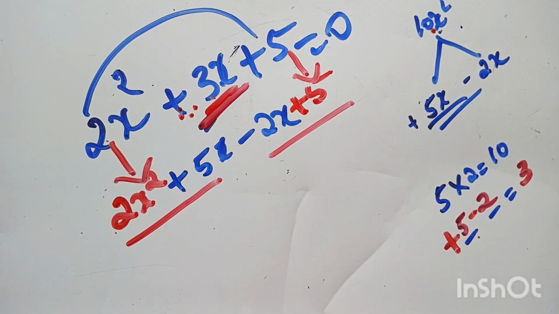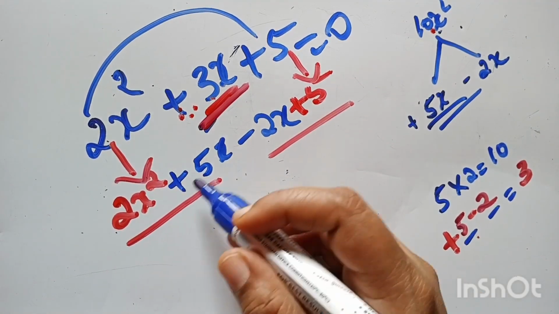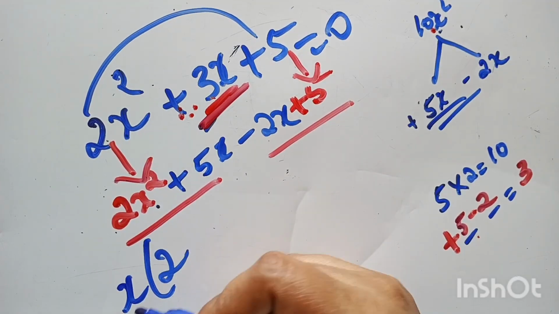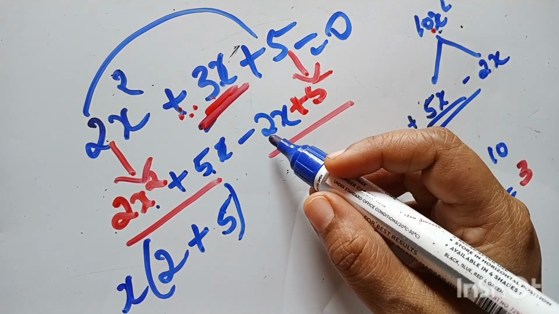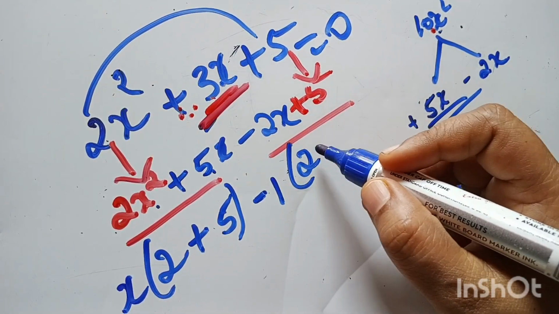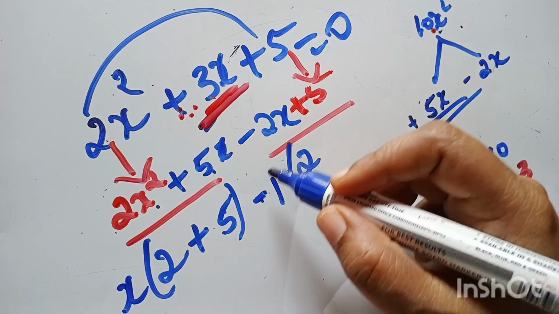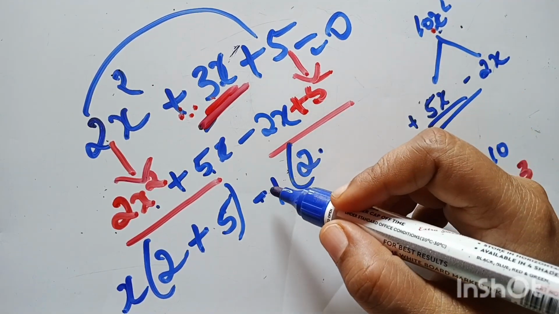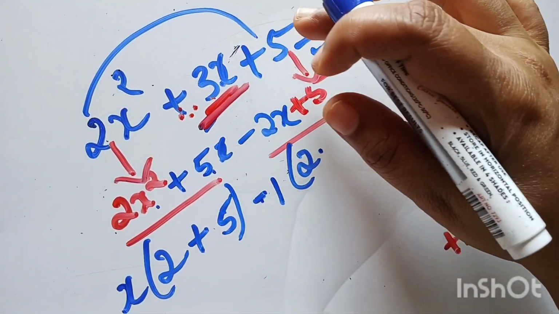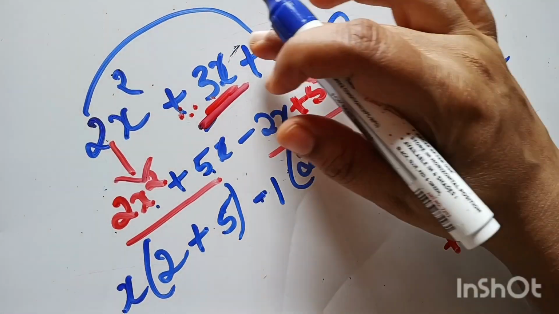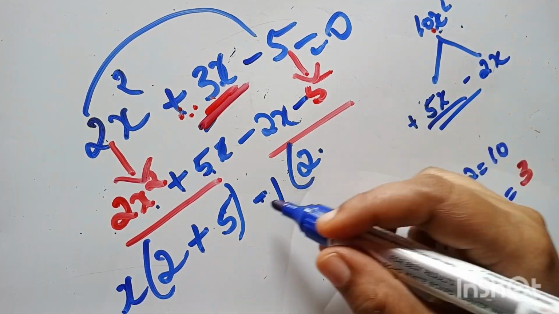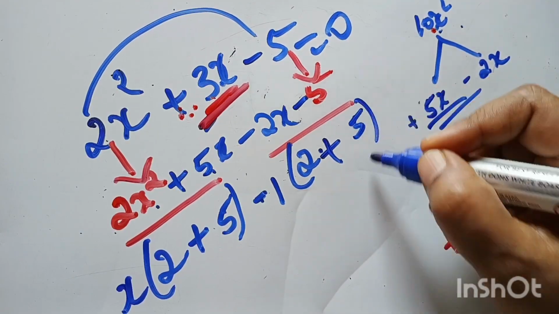Okay, now 2x and 5x, x is common, so I write x times 2x, 1 outside, plus I write 5. Now 2x and 5, no number is common, so I'll write minus 1, minus into plus is minus. So in the question it is a minus symbol. Okay, minus into minus is plus, and 5 is 5.